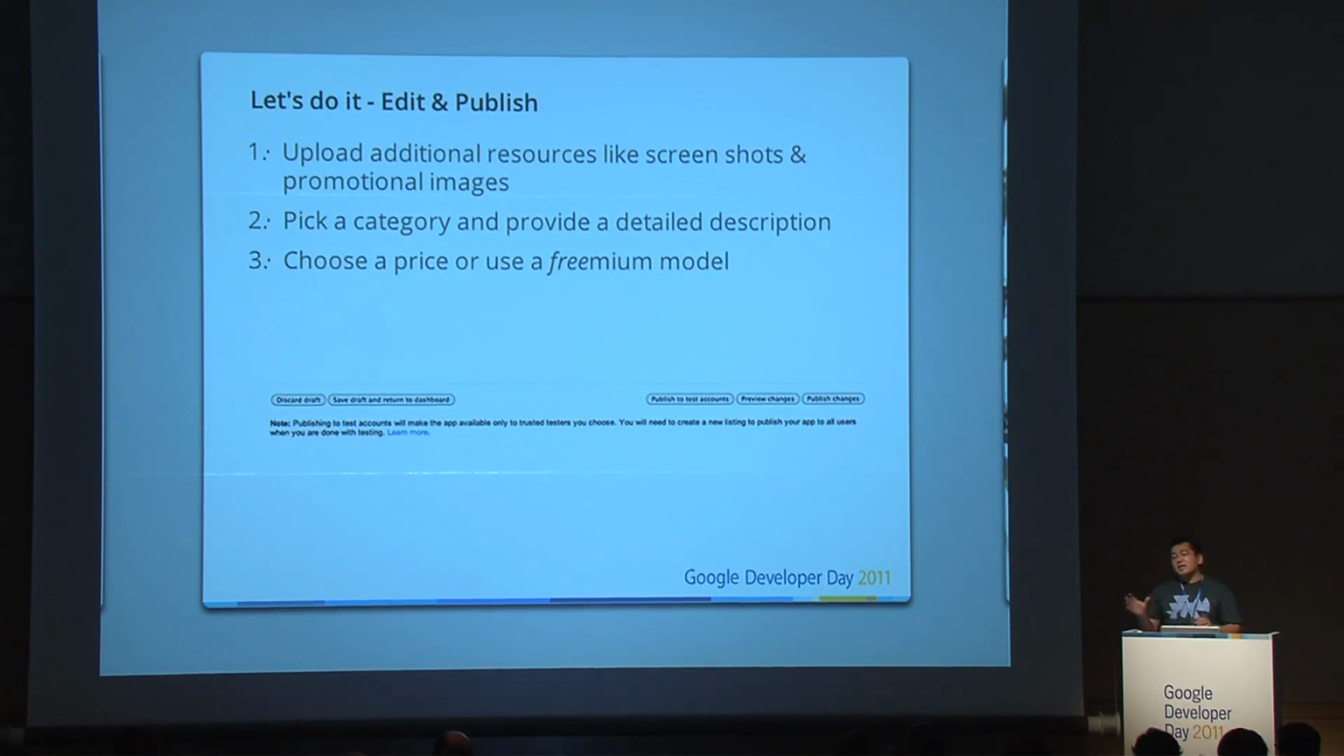So the freemium model is the in-app payments section that I'll be talking about in a little bit again. When you choose a price, it's the upfront price. So again, if you want to charge 99 cents for your application itself. Once you've done that, you need to verify your website.